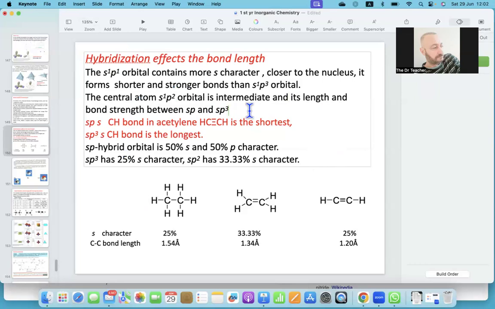I don't want to add anything else, any points or dots, because this is dangerous. In chemistry, we don't write anything beside it, just to be precise. I know it's the end of the sentence, but we don't leave any symbol beside sp3. It could be misinterpreted. So now the central atom, as we said, S1 P2, it means sp2, its bond length and strength is between sp and sp3.